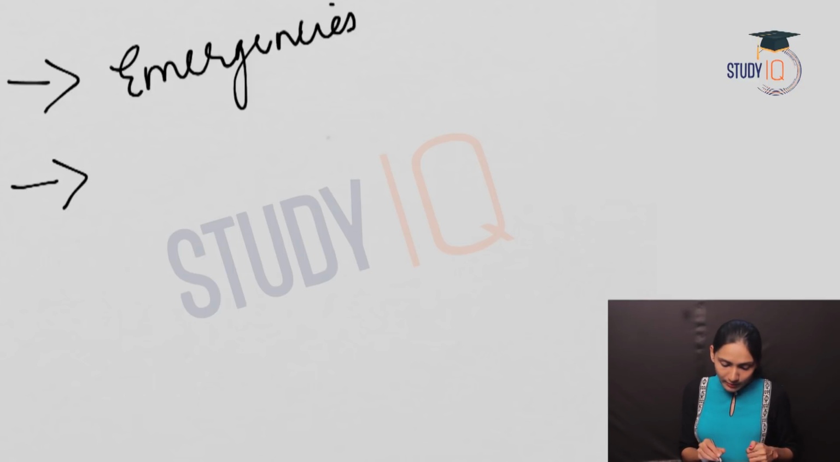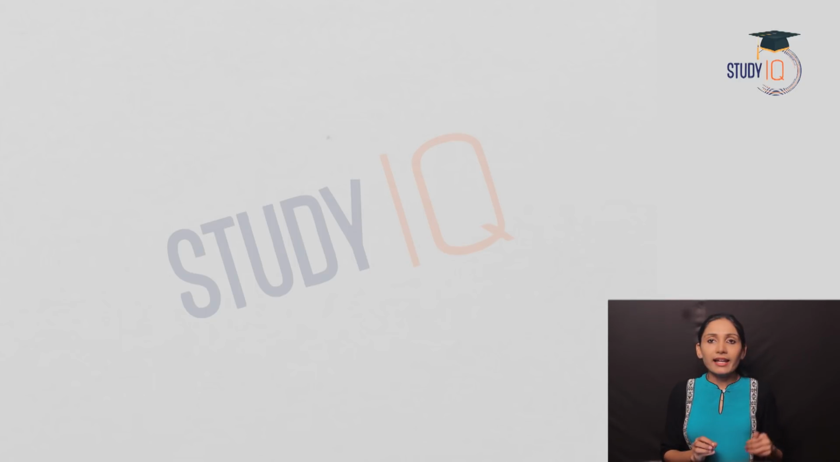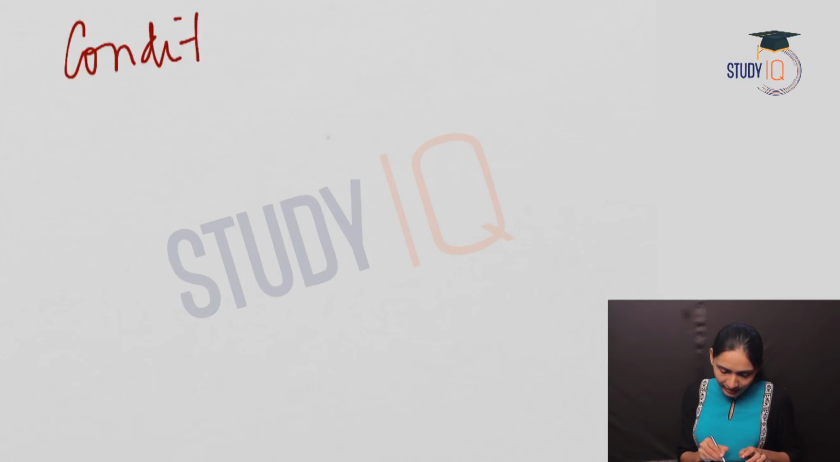So in order to make the drugs affordable for the general public, government does this. And this is known as compulsory licensing. But there are certain conditions which a government has to fulfill in order to issue compulsory licensing to a patent holder. So what are the conditions? Let us see what are the conditions under which the government can issue a compulsory licensing to a patent holder.